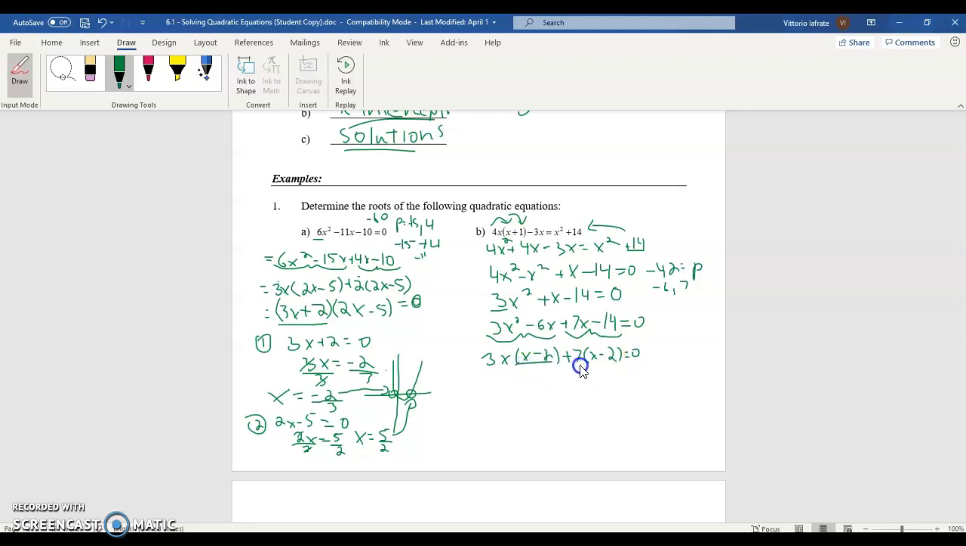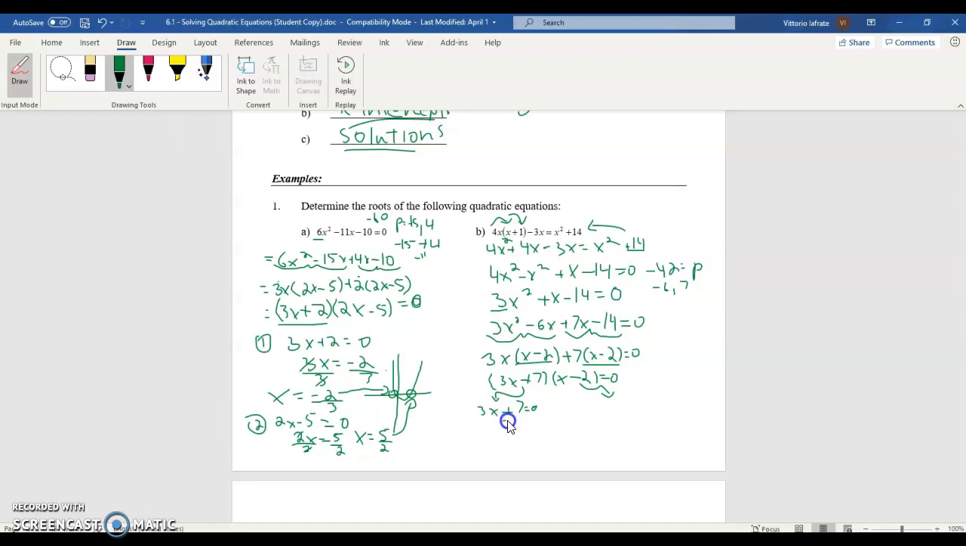These are the common factors that we can take out, so we'll get end result of 3x plus 7 multiplied by x minus 2. And now we have our factored form. Now that we have our factored form, we can go and solve by making each of these equal to 0 to find when x would make them equal to 0. So we'll do this one first. So when will 3x plus 7 be equal to 0?